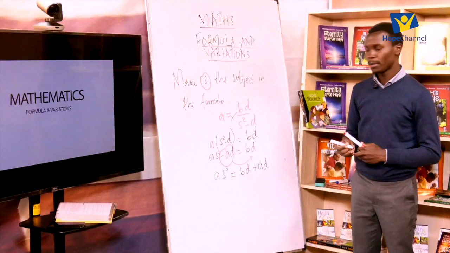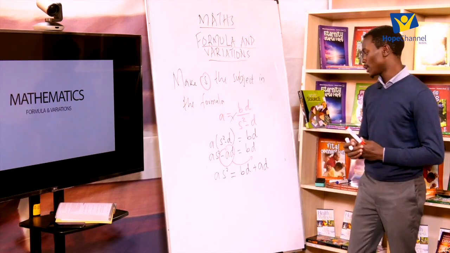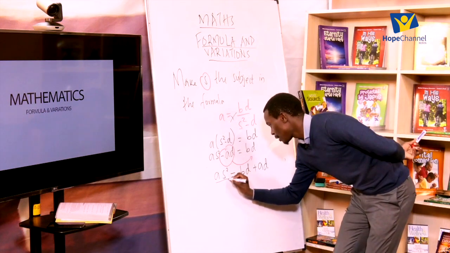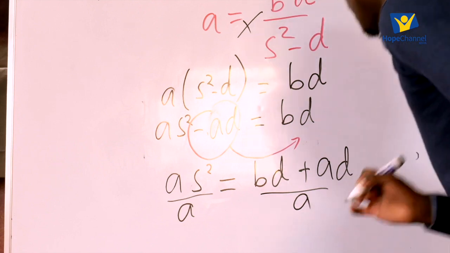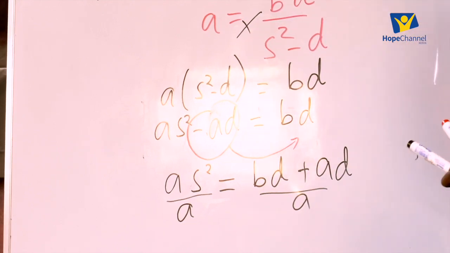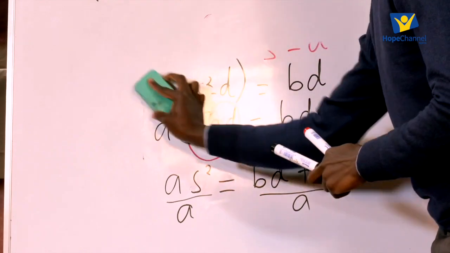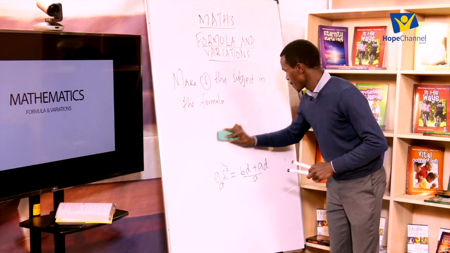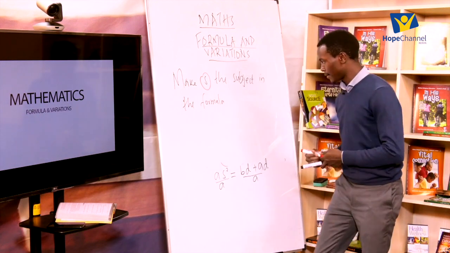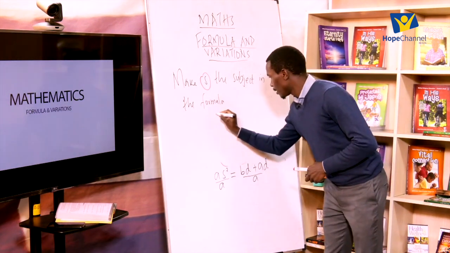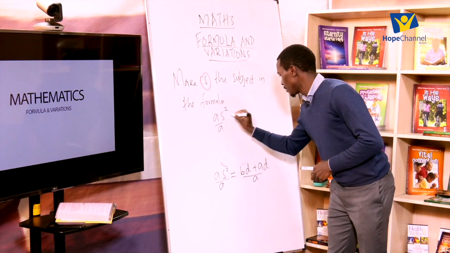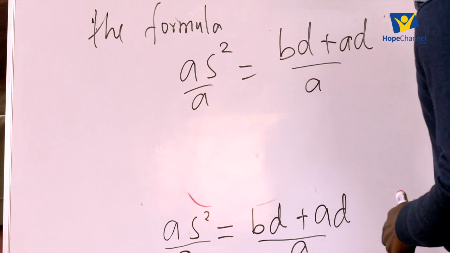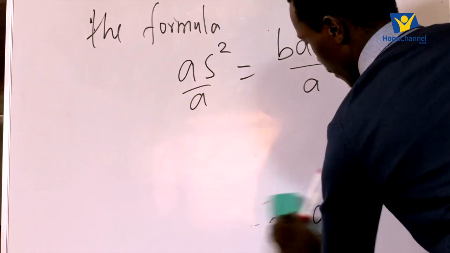But still we are not yet through, because we are supposed to make s the subject. And to do that, we'll have to first of all divide by a on both sides, so that we remain with s squared on one side. I think this one is okay, so let's clean the first part because we don't need it again. Let me transfer that so that we have as squared over a is equal to bd plus ad over a. So we can do away with this one here.